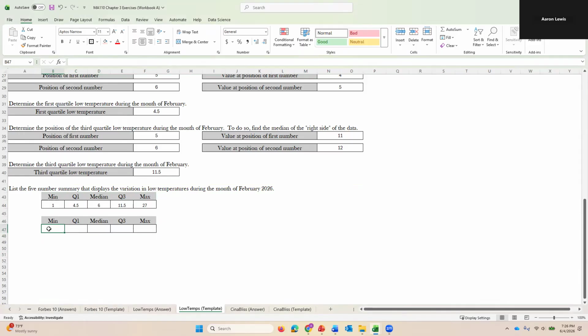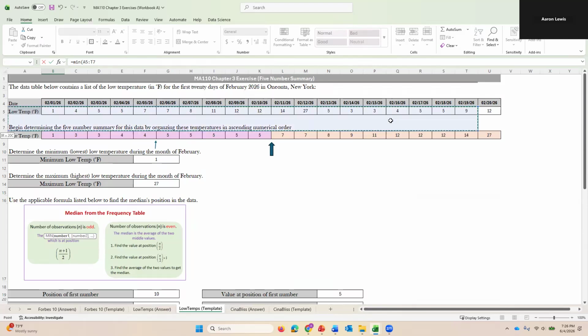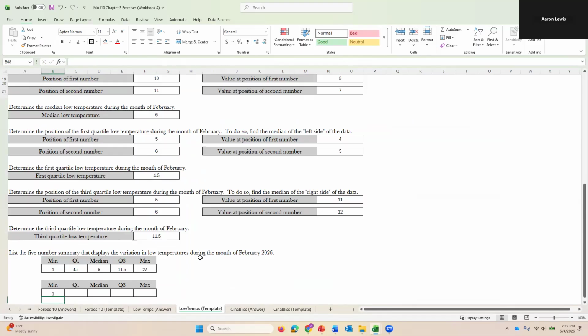For the min, it's the min function, so equals min. And then we're going to go up and highlight the array of data we want to find the minimum of, which is all of our stuff in row 5, very much where we started from. I'm going to enter on that, and we see our min is 1.